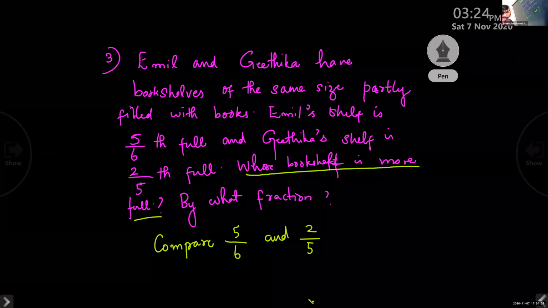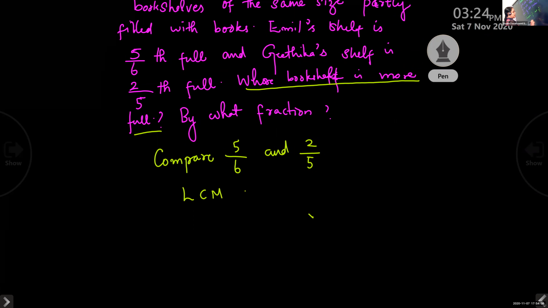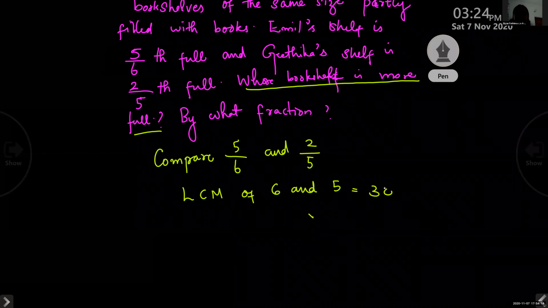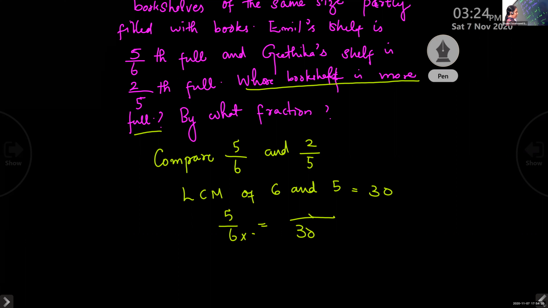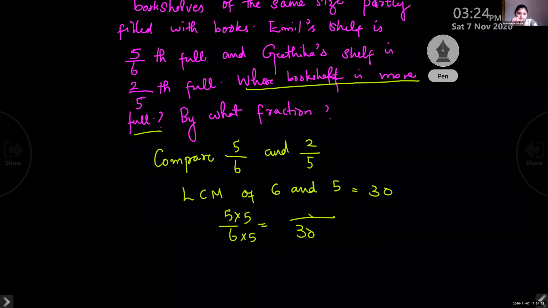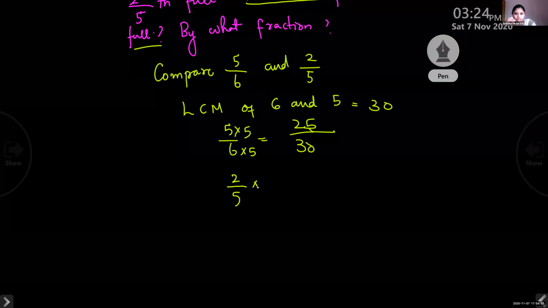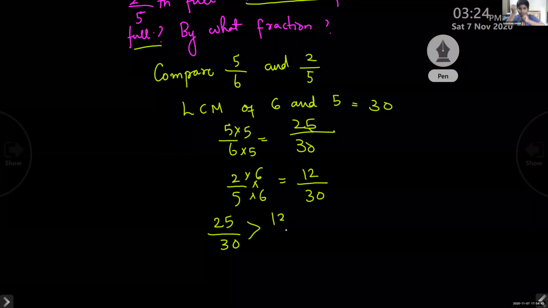Yes, ma'am. We have to compare 5/6 and 2/5. LCM equals LCM of 6 and 5. How much? 30. So 5/6 make it 30, into 5, 25/30. And 2/5, into 6, and here also into 6. You will get 12 by 30. So 25 by 30 is more.